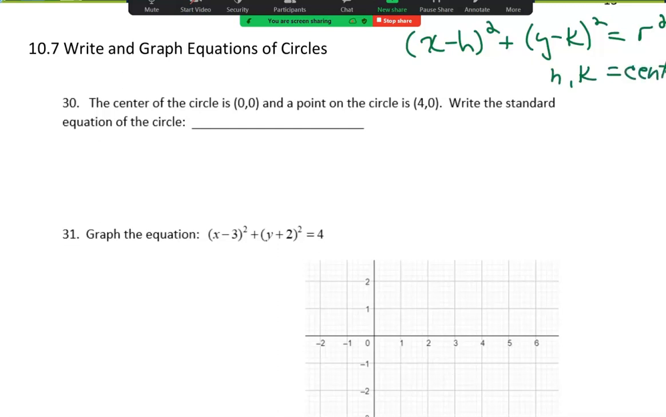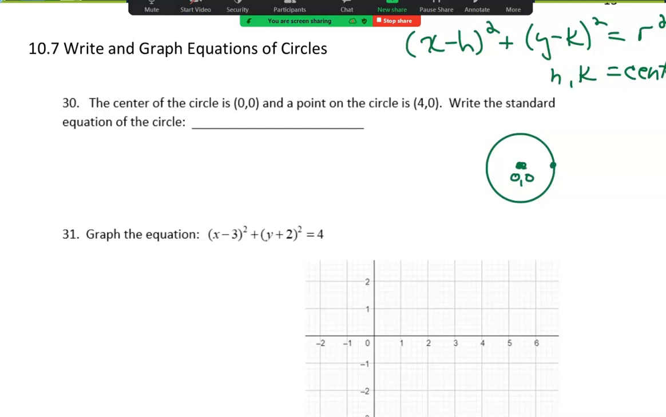And h comma k equals the center of the circle. Okay, the center of the circle is 0, 0, and a point on the circle is 4, 0. Okay, so let's think about this. Here's my circle, and then here is my center at 0, 0. So where is 4, 0?